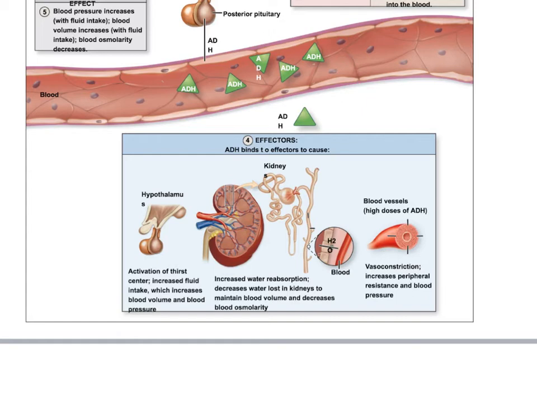But these hormones, ANP, ADH, and aldosterone, along with the renin-angiotensin system, which starts this whole process, regulate water balance in the body. And all of it is by regulating sodium reabsorption and water reabsorption down in the nephrons and in the kidney.